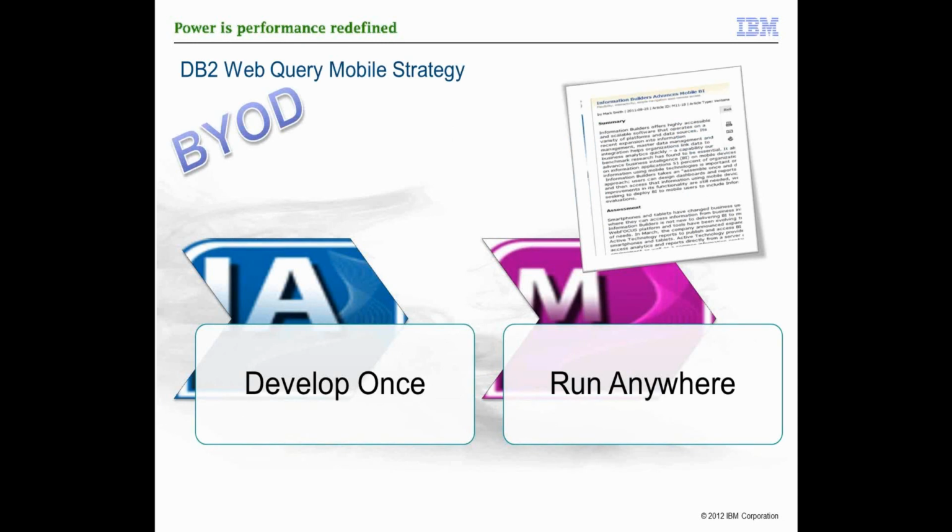So the problem there is, it's hard to expect companies to standardize on a single device because there are so many different kinds of devices out there that their employees are bringing in. So the whole idea here is to provide a platform where you can develop a single report to a set of standards, develop it one time, and have it be able to run on any one of these devices. And that's exactly what our mobile strategy is for DB2 Web Query. You don't have to write different versions for iPad and Android. You can write a single report, and it'll run on both of those devices.